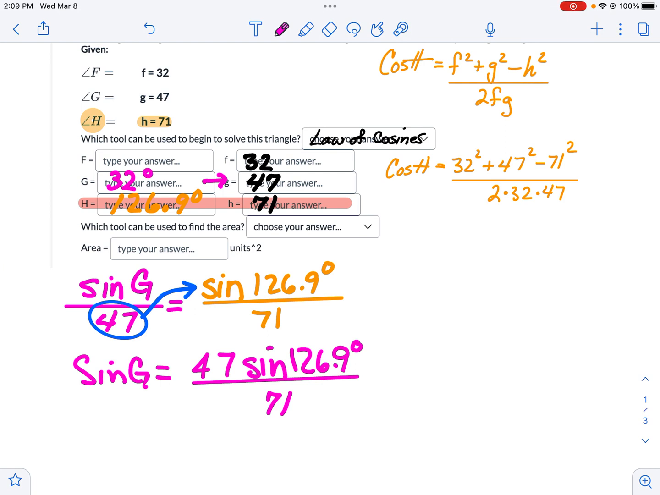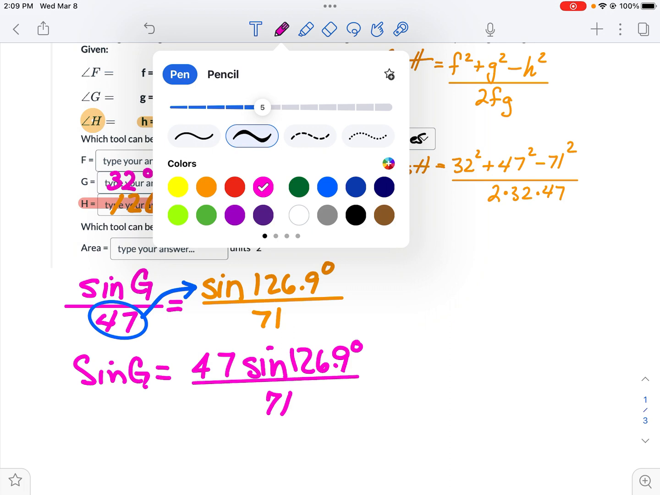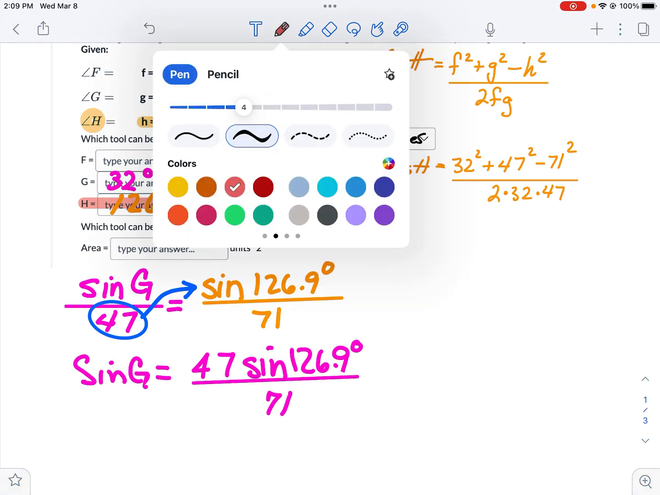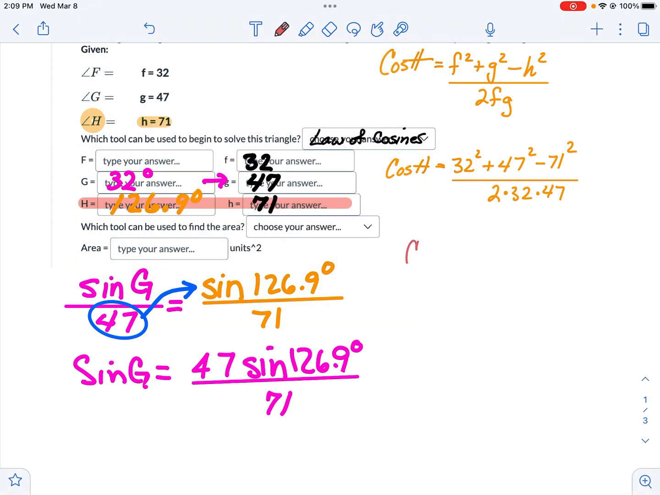Now, if I did not want to do it that way, then I could have taken cosine G, and I could have said 32 units plus 71 squared minus 47 squared over twice times 32 times 47. So all I did was swap the G and the H.